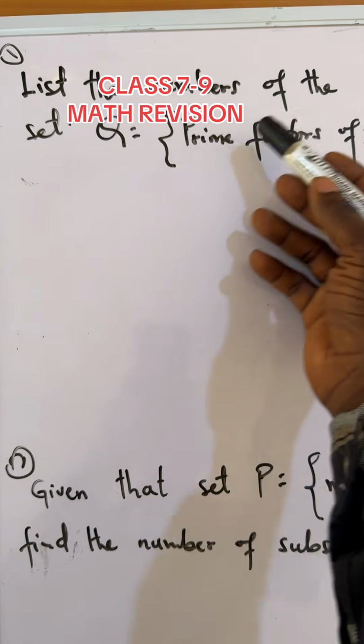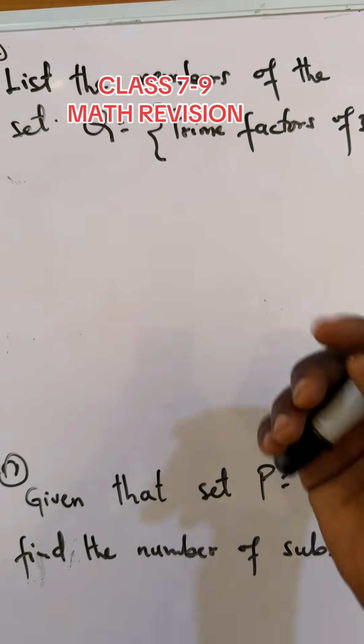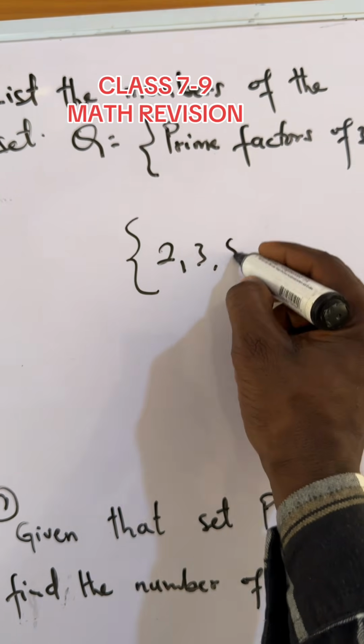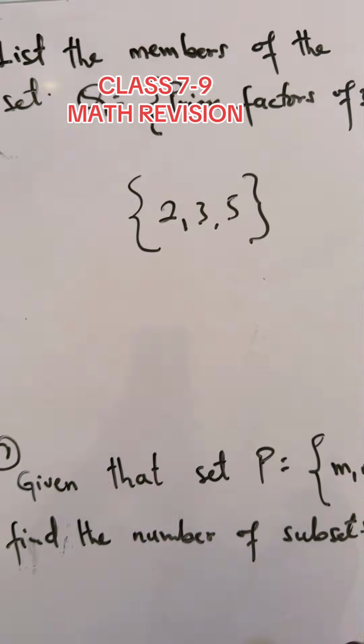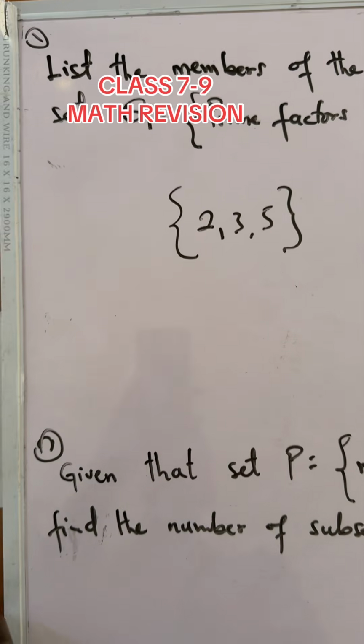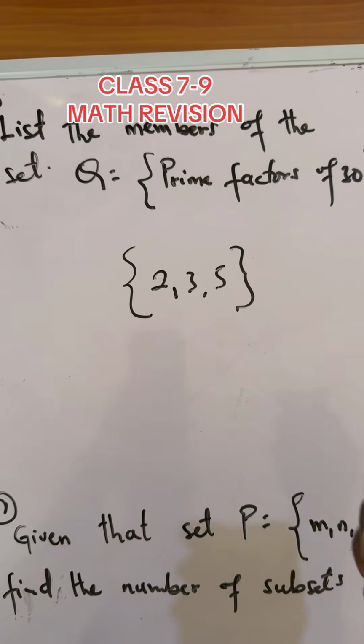List the members of the set Q, that's the prime factors of 30. So the answer here is you have 2, 3, then 5. I know probably you are asking how here comes to the point where you should be able to understand this thing here.